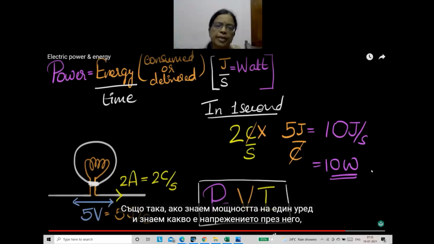Current I is equal to Q by T. That equation is used here. 2 ampere means 2 coulomb per second. 5 volt means 5 joule per coulomb. Volt is joule per coulomb. And we calculated the power by multiplying V and I. V into I, that is power. And next we can see the heating effect of current. Another video I will show you.